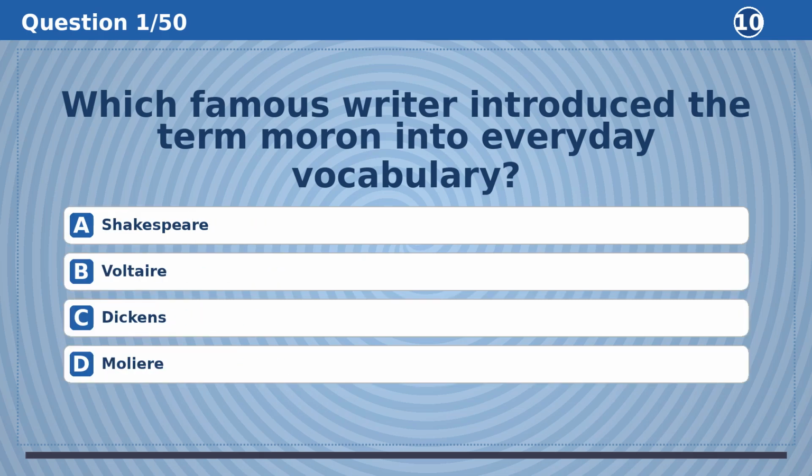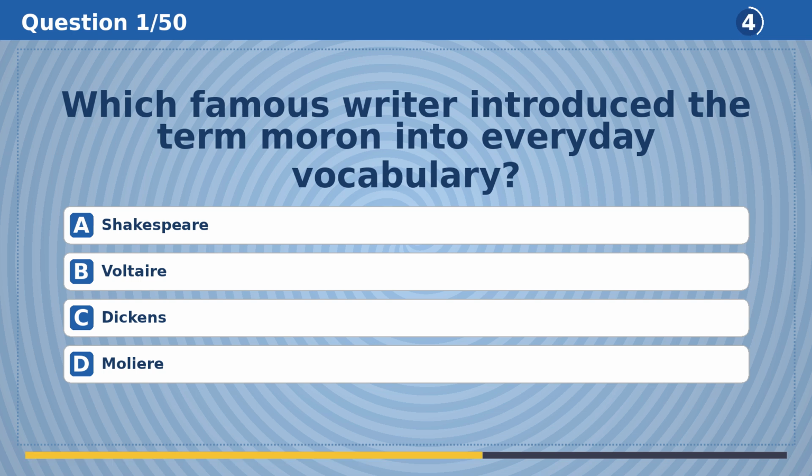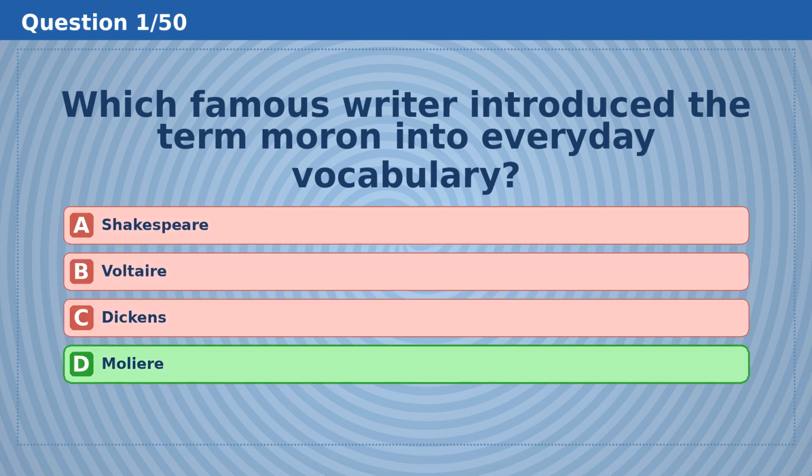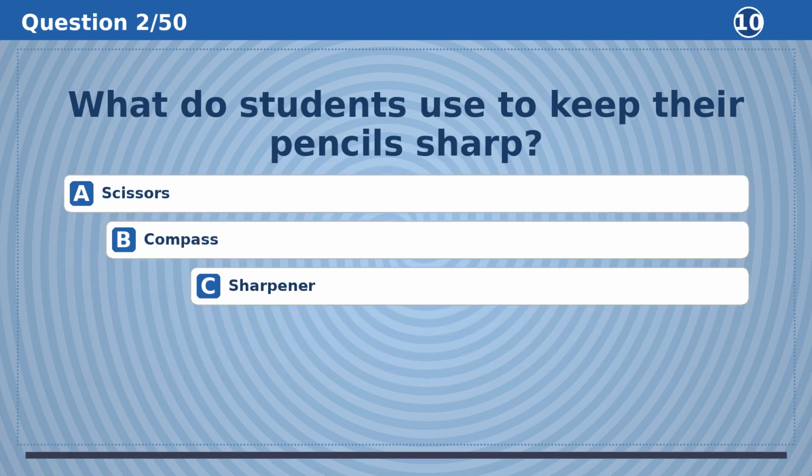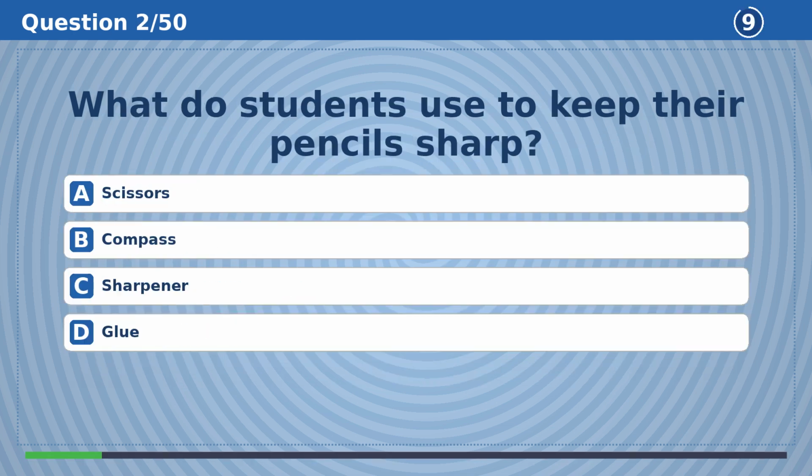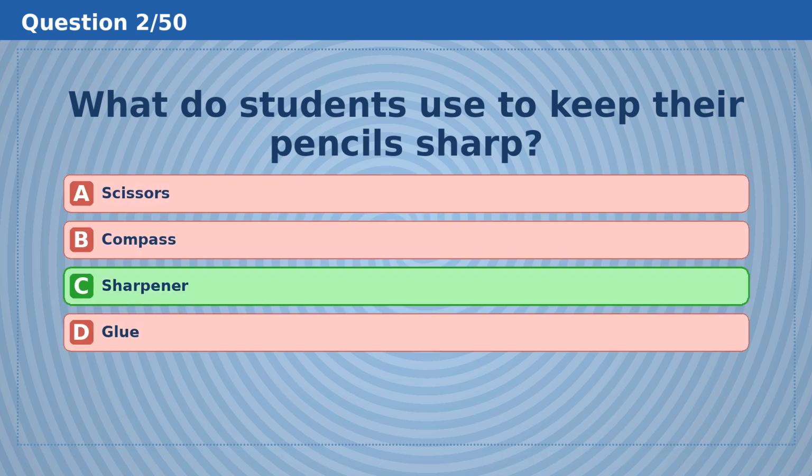3, 2, 1. Which famous writer introduced the term moron into everyday vocabulary? The answer is D. Molière. What do students use to keep their pencils sharp? The answer is C. Sharpener.